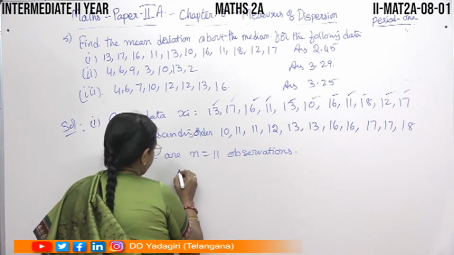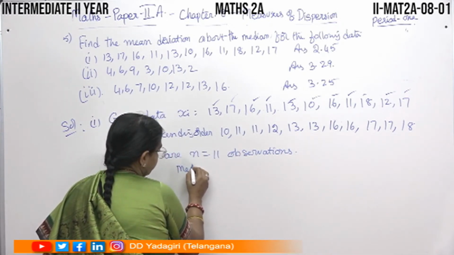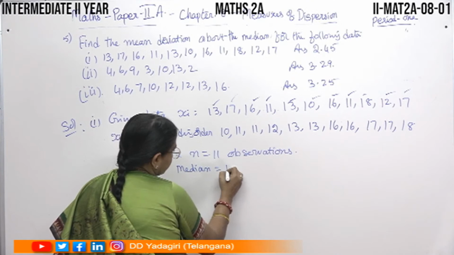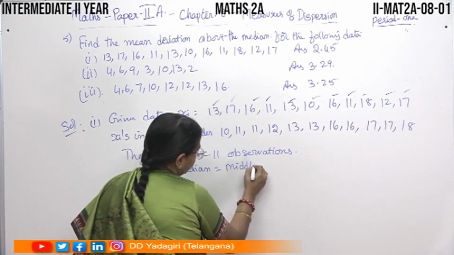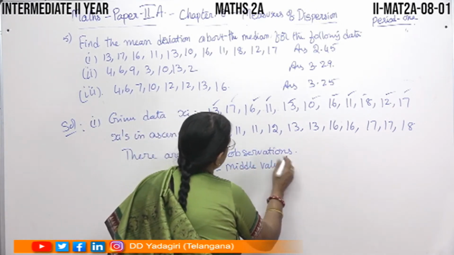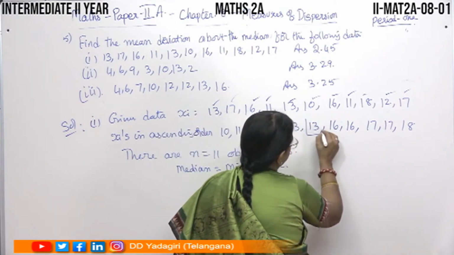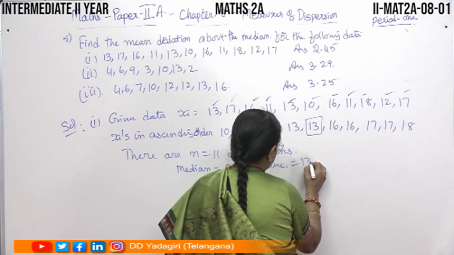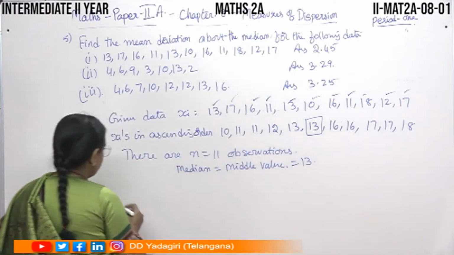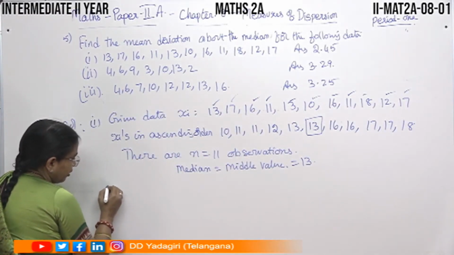So we'll find the median. Median is equal to the middlemost value. So what is the middle value? Middle value is 1, 2, 3, 4, 5 and here 5. So 13. Middle value is 13. That is 13.